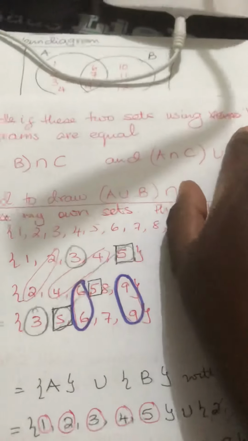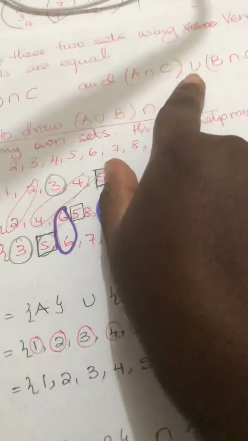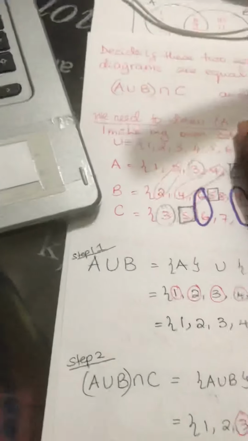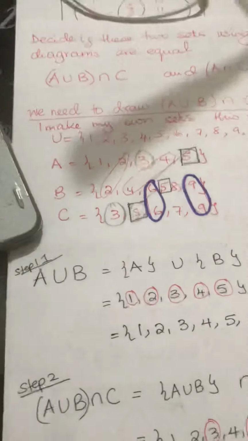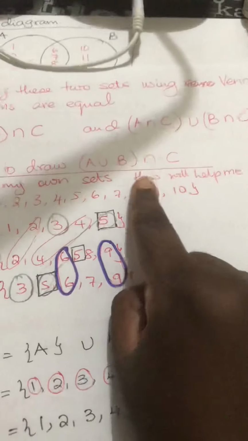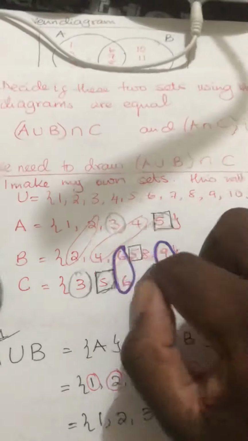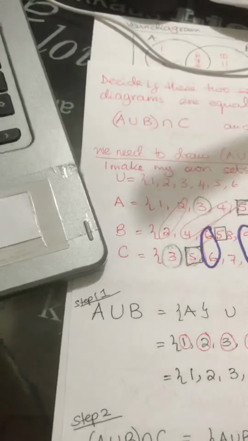Okay? So let's do another example. Decide if these 2 sets using Venn diagrams are equal. So you have A union B intersection C, and the other one is A intersection C union B intersection C. Okay? So maybe I don't know how to do it. So what do I do? My strategy is I make my own sets. This will help me. When I see my elements, it will tell me where I need to go, and quickly I'll be able to shade the correct region.